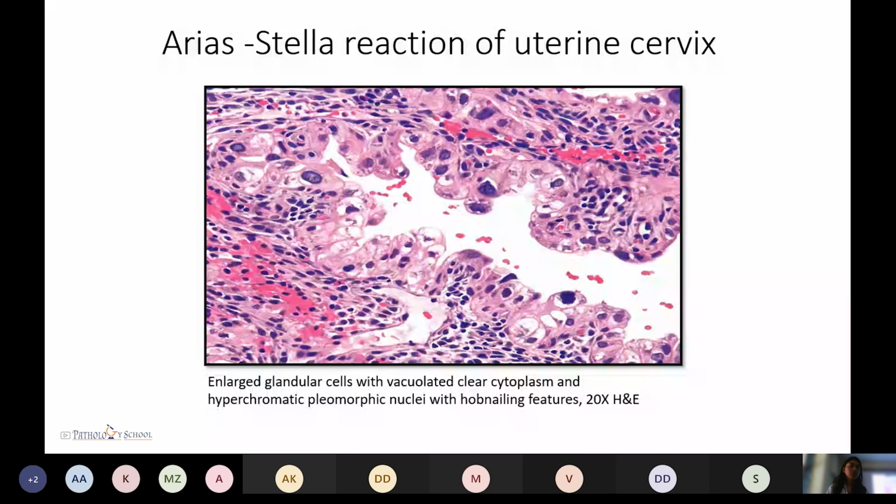This type of Arias-Stella reaction is a close differential diagnosis for clear cell carcinoma. In those cases, on the basis of morphology, how do we differentiate? We will look at the stroma. Because in case of Arias-Stella reaction, the stroma will show decidualization. And in clear cell carcinoma, obviously it's a cancer, there will be desmoplasia in the stroma. Another way to diagnose it is with the help of IHC. We can use napsin A or HNF1 beta to differentiate Arias-Stella reaction and clear cell carcinoma.